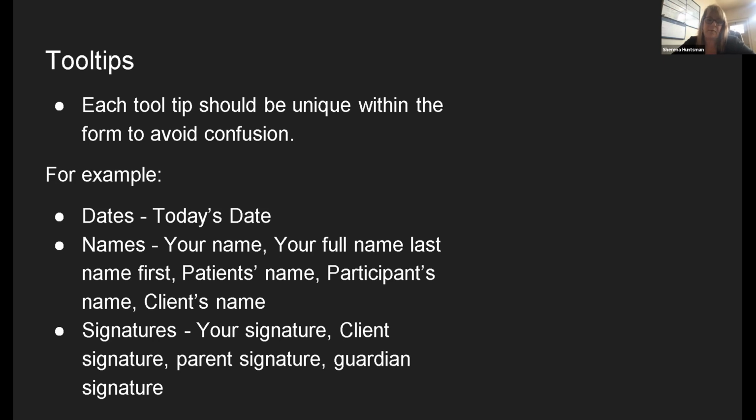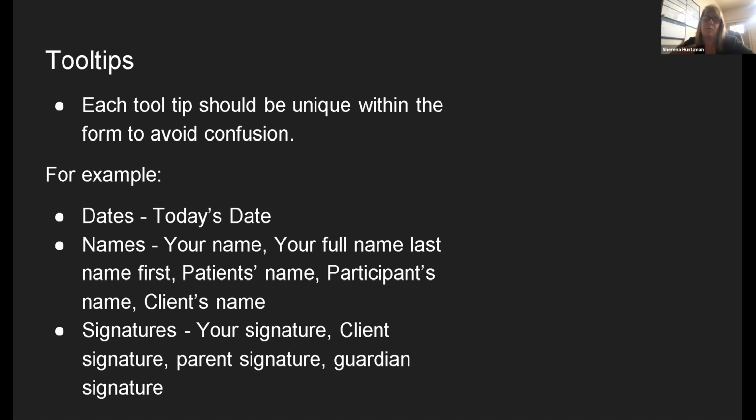Dates, for example, might be another one that gets repeated. If I have the date that something occurred, the date of a training, or is it today's date? So it's just adding that information: it's today's date, or it is the date of the last training, or it's the date of an incident. But making sure that it's very clear in that tooltip what I'm asking for, and so keeping those details in there.